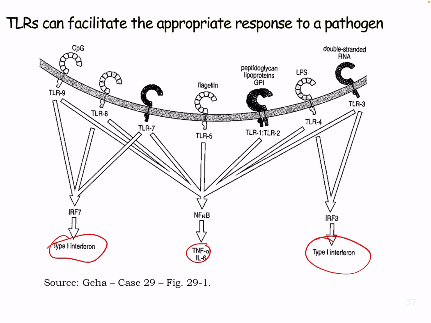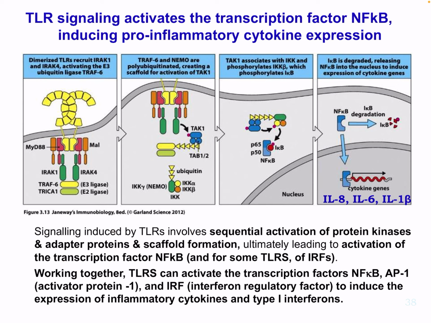So as we can see here, signaling induced by TLRs involves sequential activation of these protein kinases and adapter proteins and scaffold formation, ultimately leading to the activation of the transcription factor NF-kappa B, as we've discussed. But some TLRs use the IRFs, like TLR3 and 7. Working together, the TLRs can activate the transcription factor NF-kappa B, AP1, also known as activator protein 1, and IRF, interferon regulatory factor, to induce the expression of inflammatory cytokines and type 1 interferons.